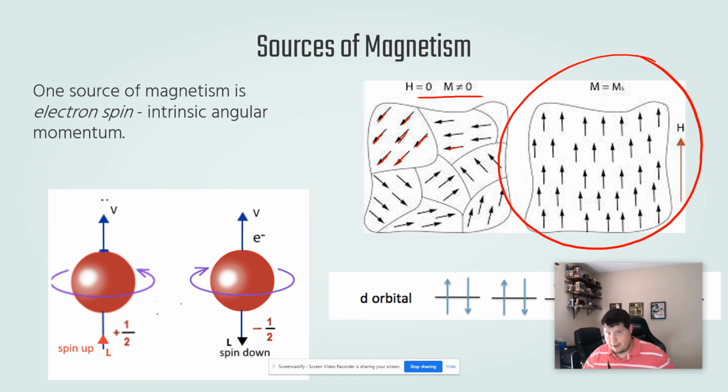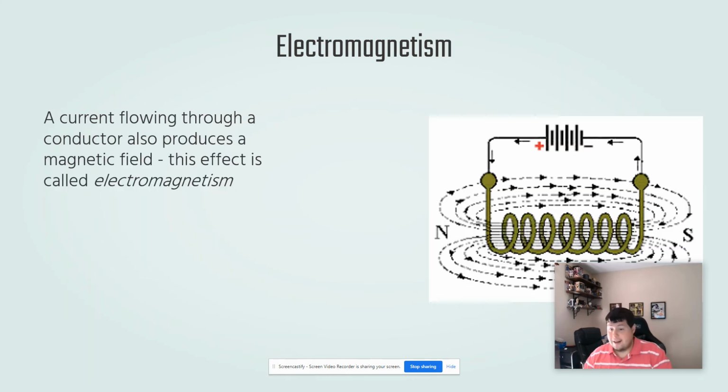But another type of magnetism that you might not think about often is electromagnetism. But this is actually a really common form of magnetism as well. Electromagnetism is when a current flowing through a conductor also produces a magnetic field. This effect is called electromagnetism.